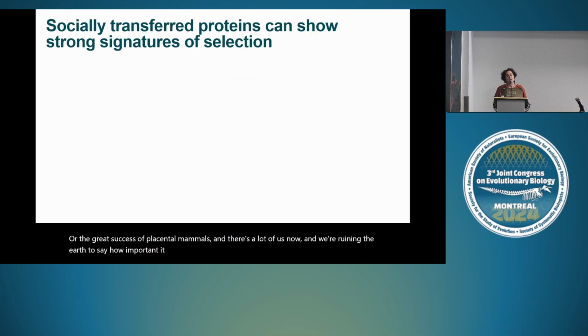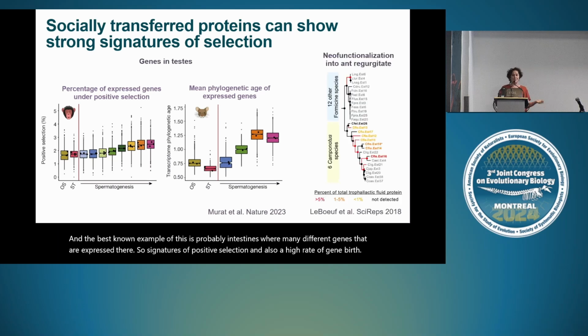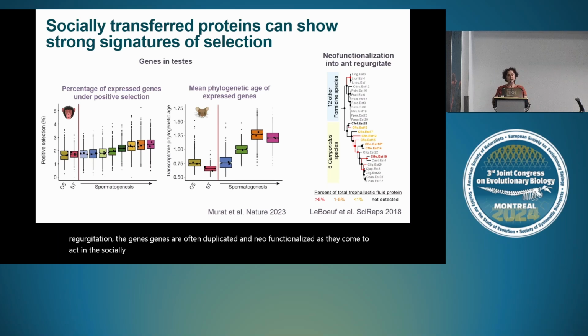So socially transferred proteins, things that are transferred in these behaviors, can show strong signatures of selection as well. The best known example of this is probably in testes, where many different genes that are expressed there show signatures of positive selection and also a high rate of gene birth. In other systems, like my ants, which I'll tell you more about, ants that use social regurgitation, the genes are often duplicated and neo-functionalized as they come to act in the socially transferred material. And again, these often also show clear signs of positive selection.